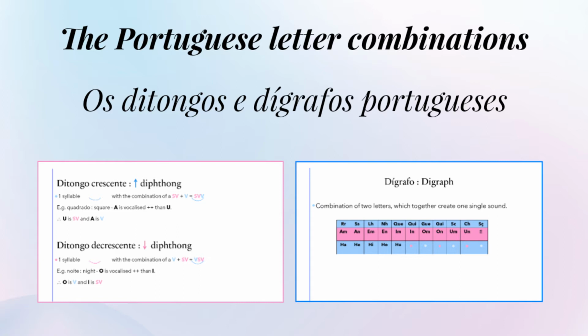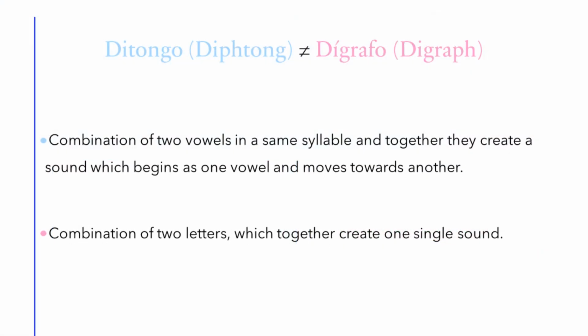Vamos começar. In Portuguese, we have two categories of letter combinations. The first one is called ditongo, in English, diphthong, and the second one is digrapho, in English, digraph.